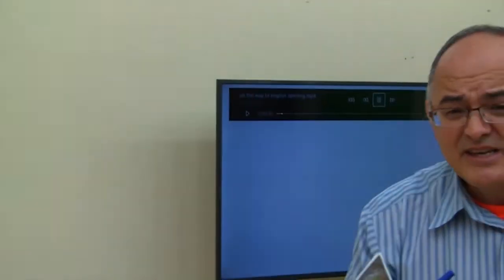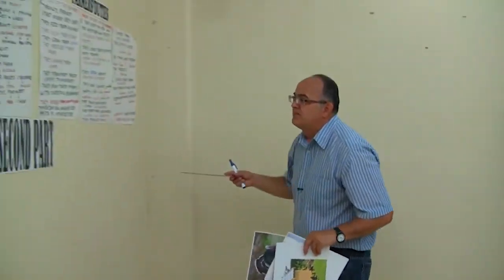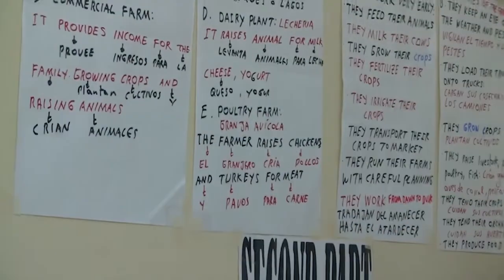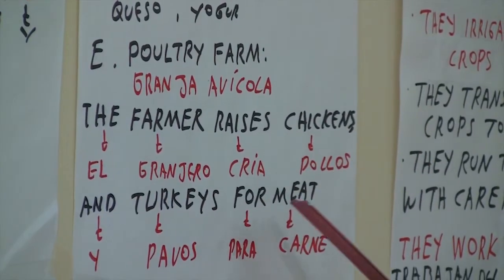So how do you call this? We call this the poultry farm. You see here, the poultry farm. Es la granja agrícola in Spanish. The farmer raises chickens and turkeys for meat.